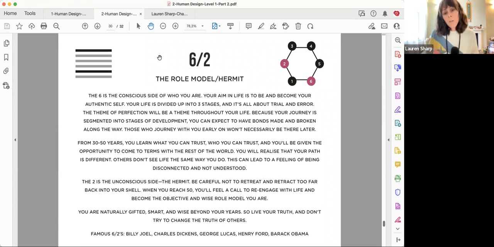These individuals are so gifted and so wise. One of the lessons they need to learn is that they're not here to try to change the truth of others, to change anybody or do anything. That's not their role. Their role is simply to be who they are. That's why it takes so long with the 6, because the process the 6-2 is on is different to the other energies. It's different because others don't see you the same way that you do.